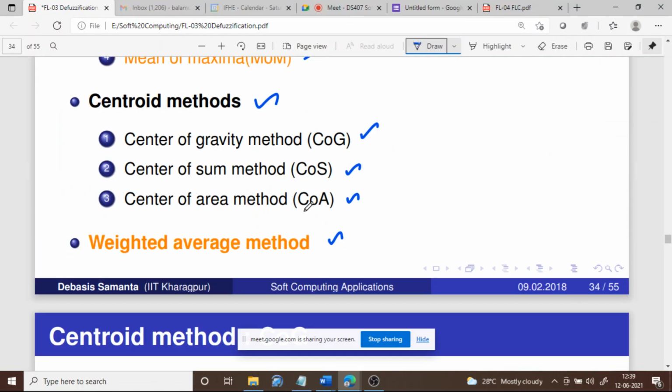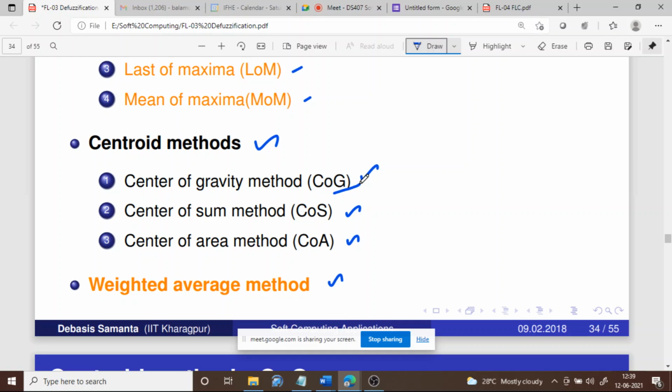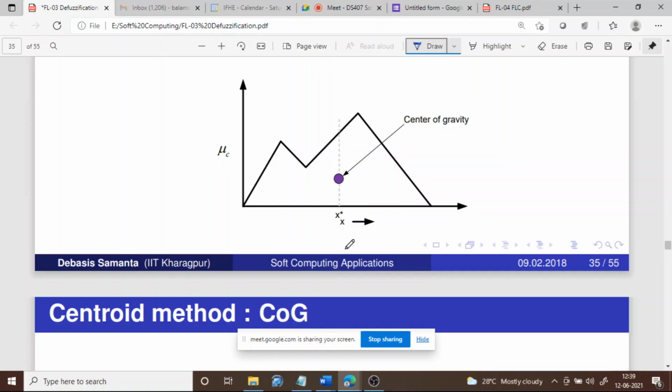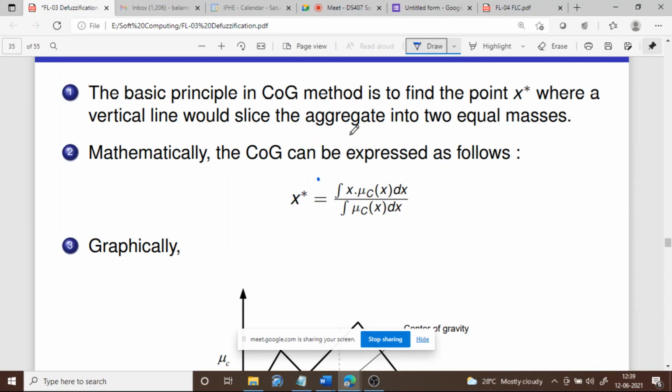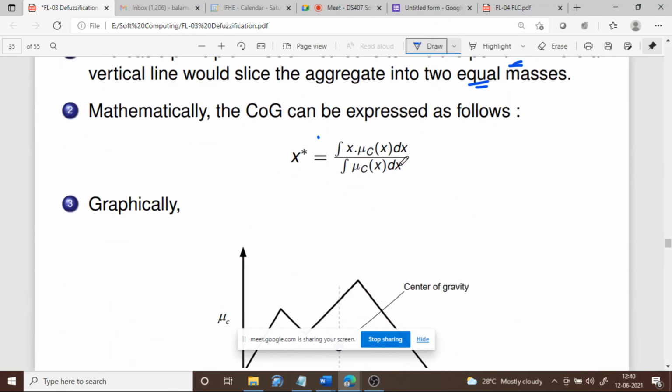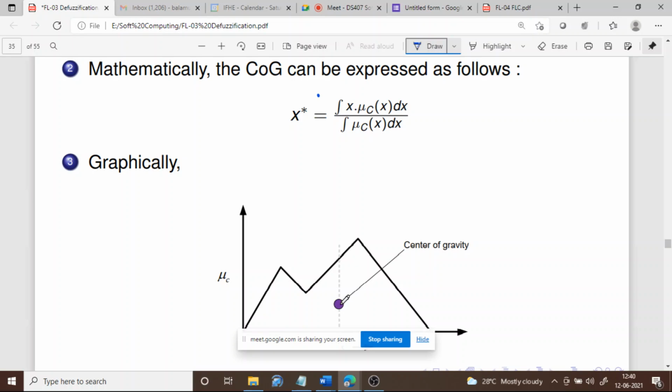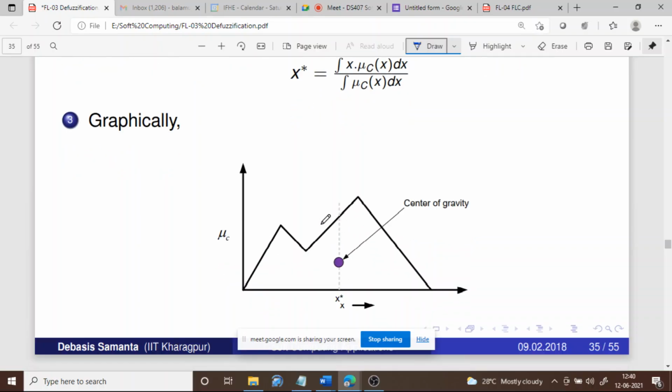There are three types of centroid methods we will be discussing. One is called center of gravity. The other is center of sum. The other is center of area method. First let us start with center of gravity. The basic principle in the center of gravity method is to find a point x star from the membership plot, where a vertical line would slice the entire area into two equal masses. So if you draw a vertical line over that point, it should divide the entire graph area into two equal halves.